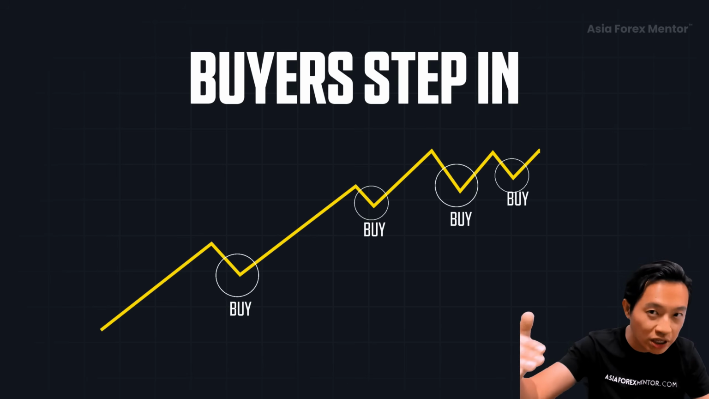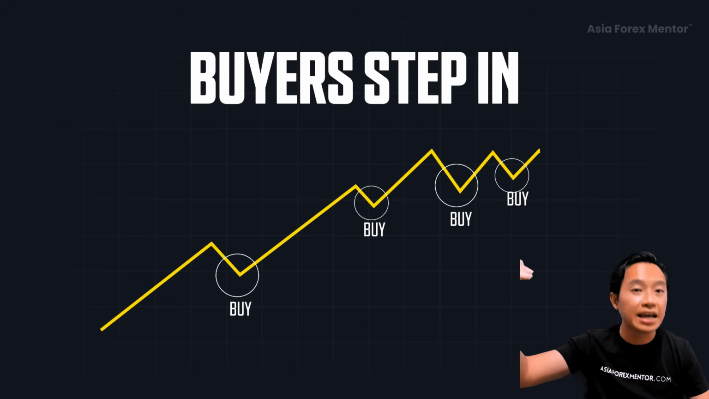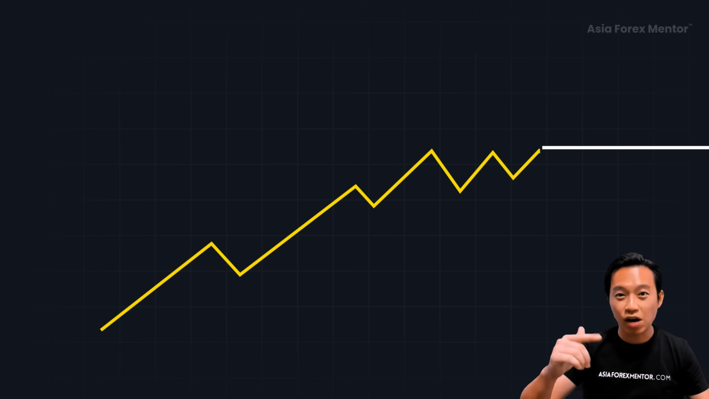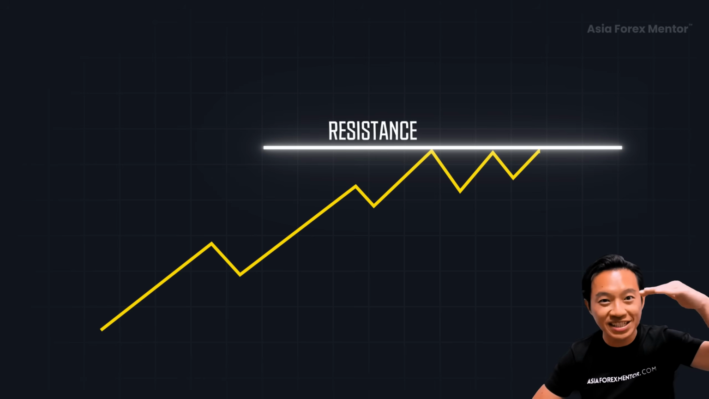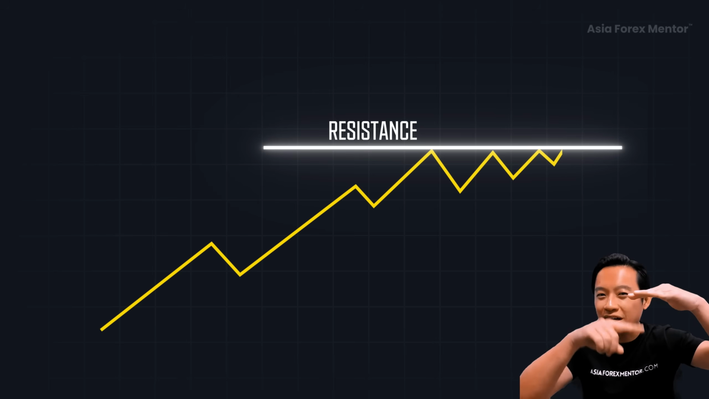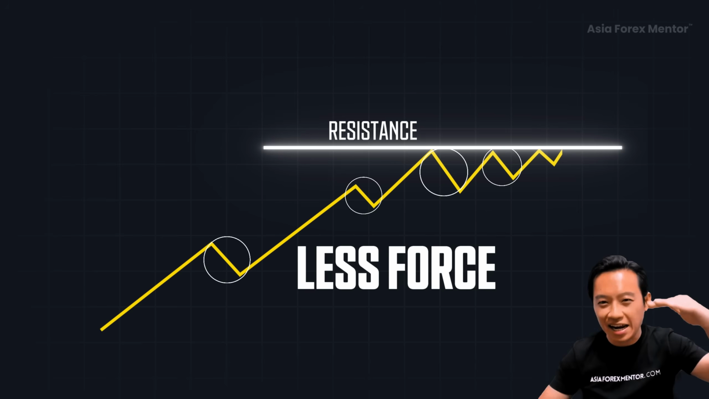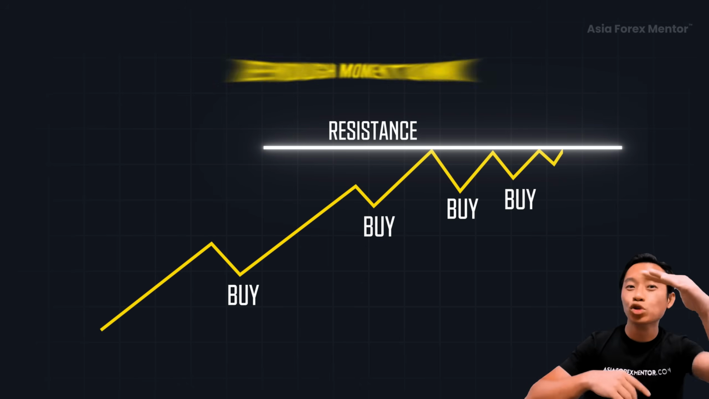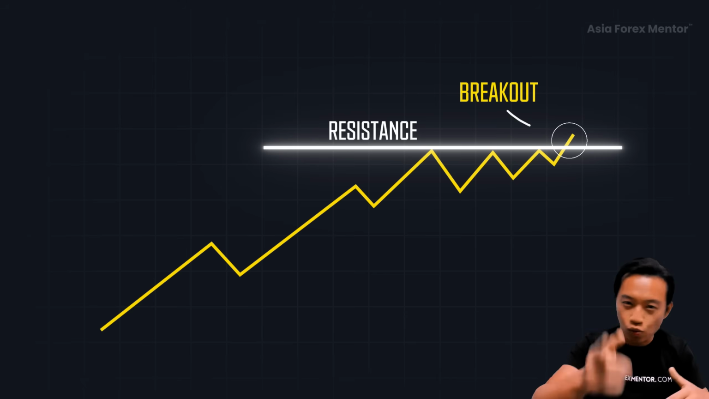They step in sooner, driving the price up higher and higher each time, which results in higher lows, right? Meanwhile, the sellers' ability to defend that resistance level weakens. They might still push back, but each time with lesser and lesser force. Eventually, when the buyers gain enough momentum, they push through the resistance, and that's where the breakout happens.